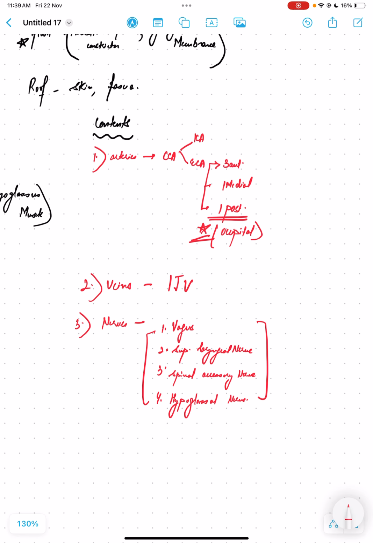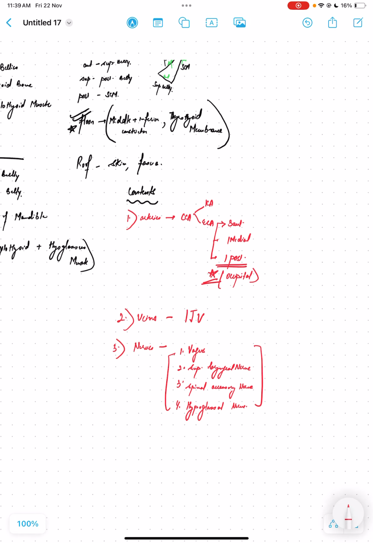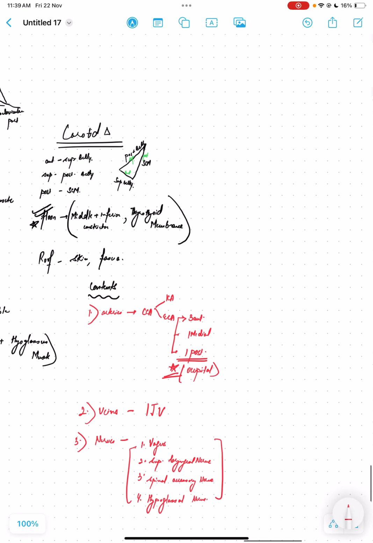What are the contents of the carotid triangle? It involves the common carotid artery, involving the internal and the external. Among the external, it involves 3 anterior branches, 1 medial branch and 1 of the posterior branches only, that is the occipital, not the posterior auricular. It doesn't involve the 2 terminal branches. It involves 1 vein, the internal jugular vein, and 4 nerves: the vagus nerve, superior laryngeal nerve, spinal accessory nerve and the hypoglossal nerve that you should remember. These are basically the contents of the carotid triangle.